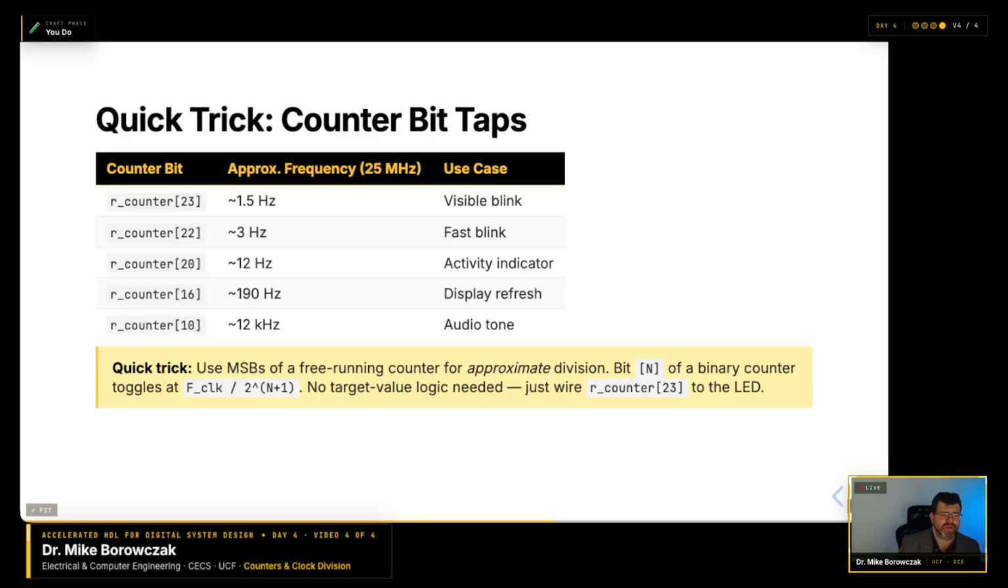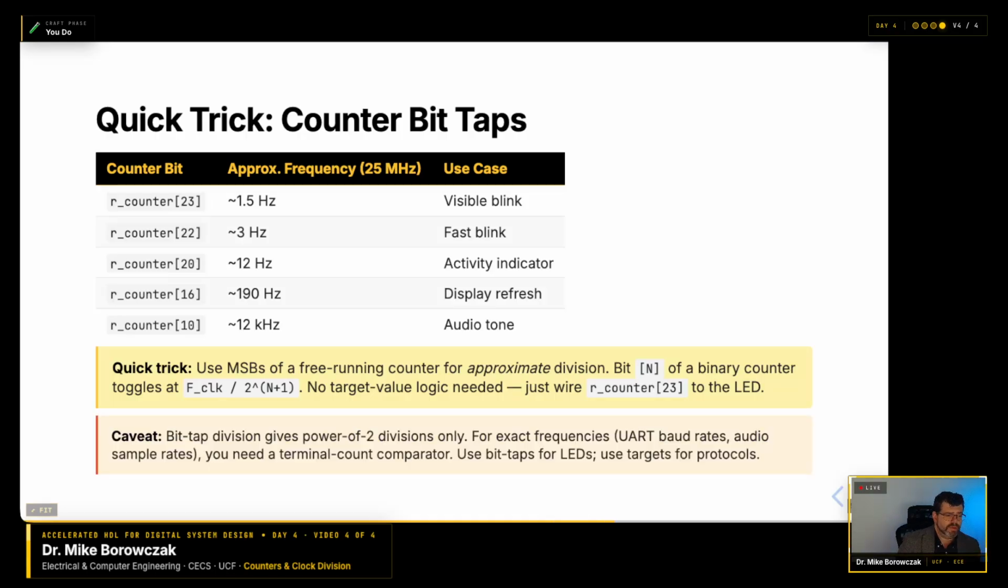This will only give you power of 2 divisions though, right? If you have a frequency that is not a nice power of 2, UART would be a good example of that, or sampling audio rates, you'll need to do what we've done in the past, which is essentially do exact computations. You can use bit taps for LEDs, but if you have specific targets that are not evenly divisible by powers of 2, you're kind of out of luck.